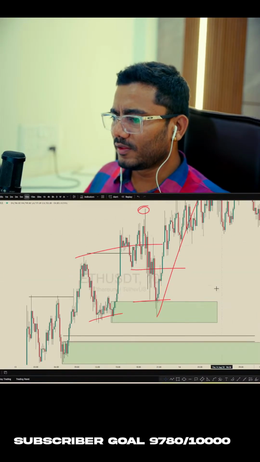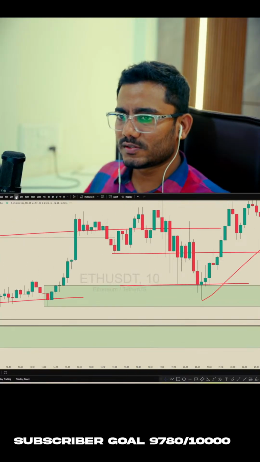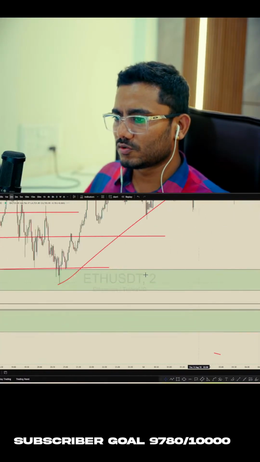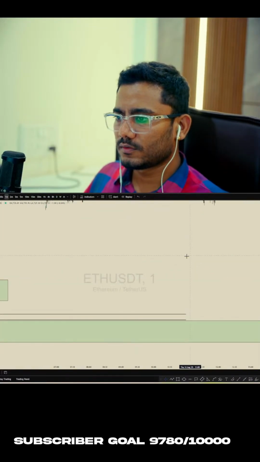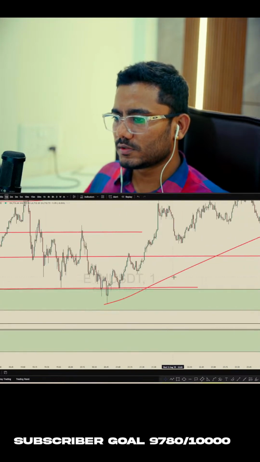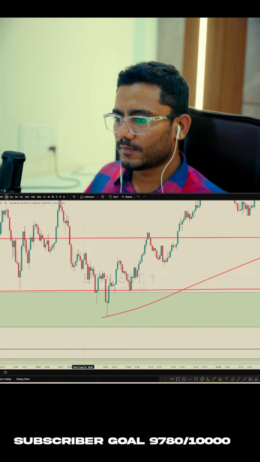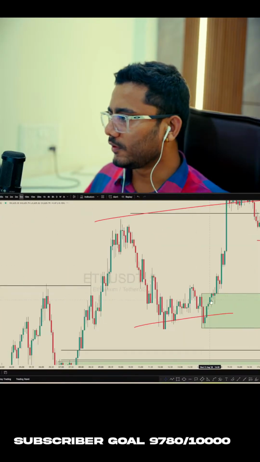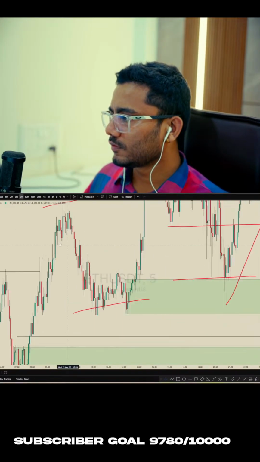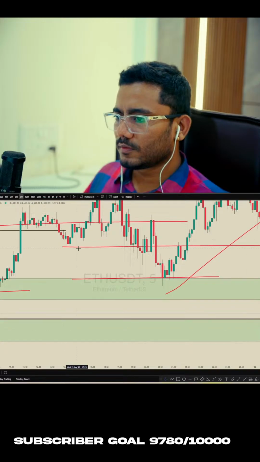Engulfing is something where price, you can just search on Google. 5 minute will be okay.